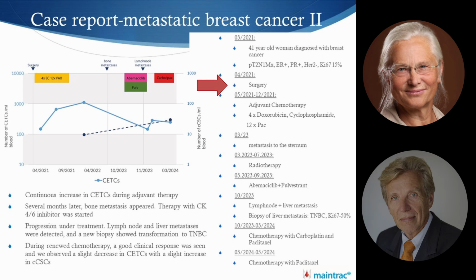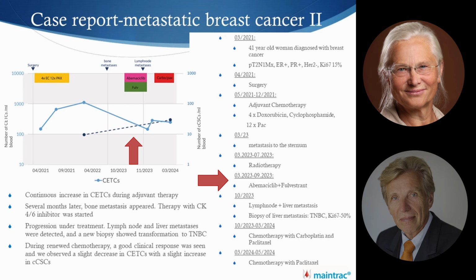Another case, this was also a young patient with breast cancer, also estrogen receptor positive, and she received surgery before chemotherapy. We didn't monitor the numbers before surgery, but during adjuvant chemotherapy with doxorubicin and cyclophosphamide, and then 12 times paclitaxel, we saw an increase in cell numbers. And this indeed did precede bone metastases, which were then detected about 1 year later.